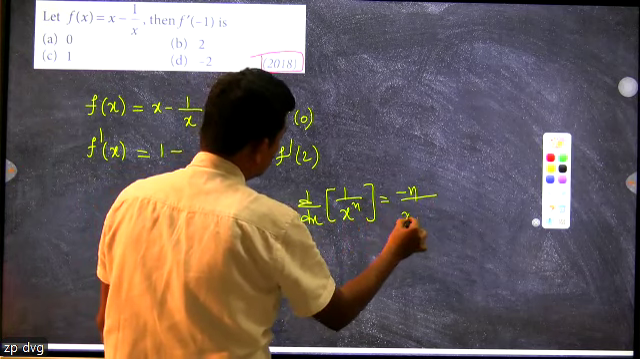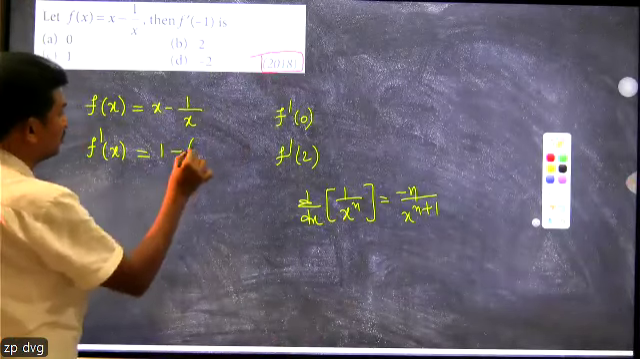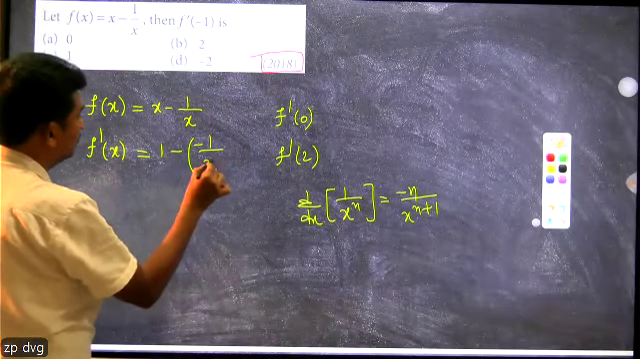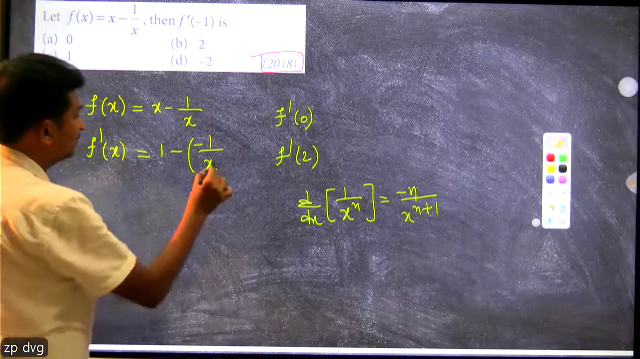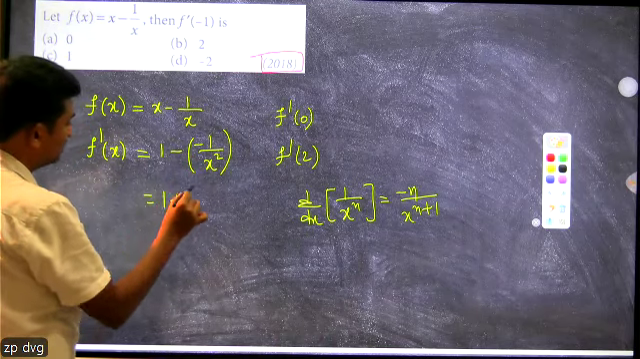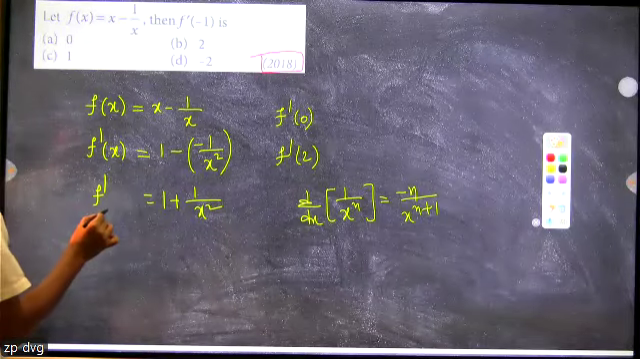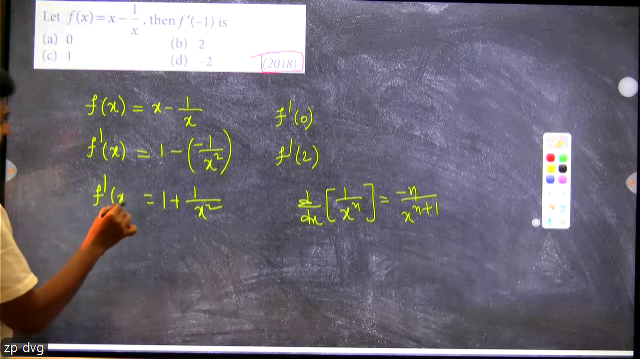Minus n divided by x power n plus 1, right? So derivative of 1 by x is what? Derivative of 1 by x is minus 1 divided by x square, right? So this equals 1 minus of minus 1 divided by x square, that is, 1 plus 1 divided by x square. This is f dash of x.